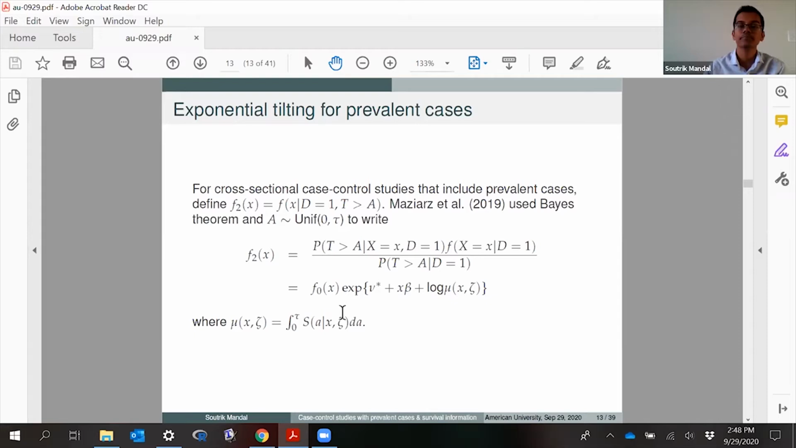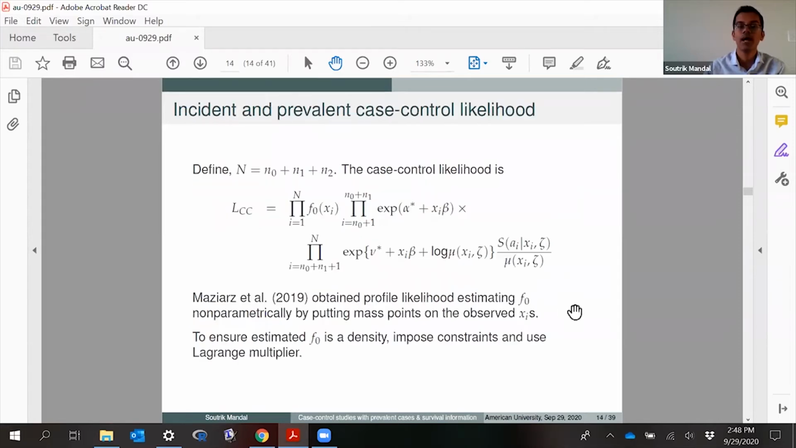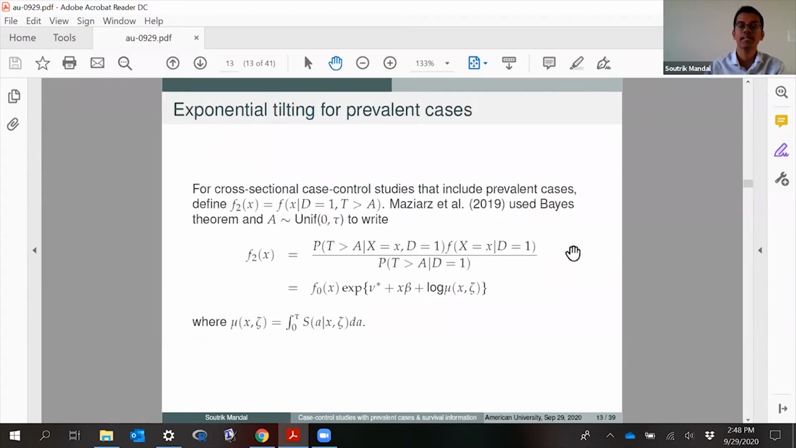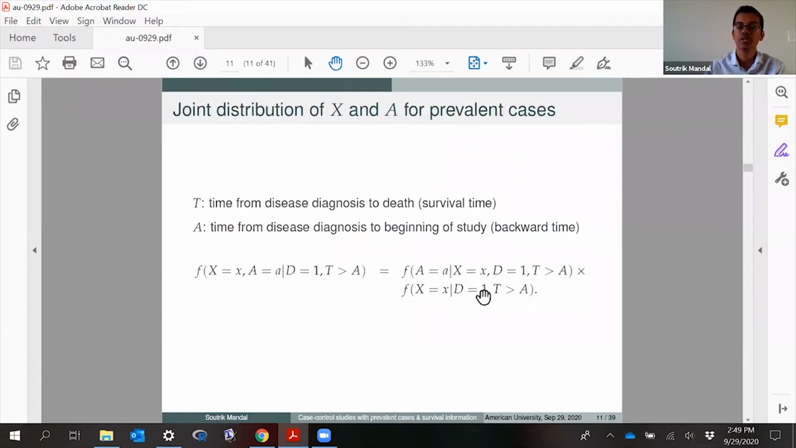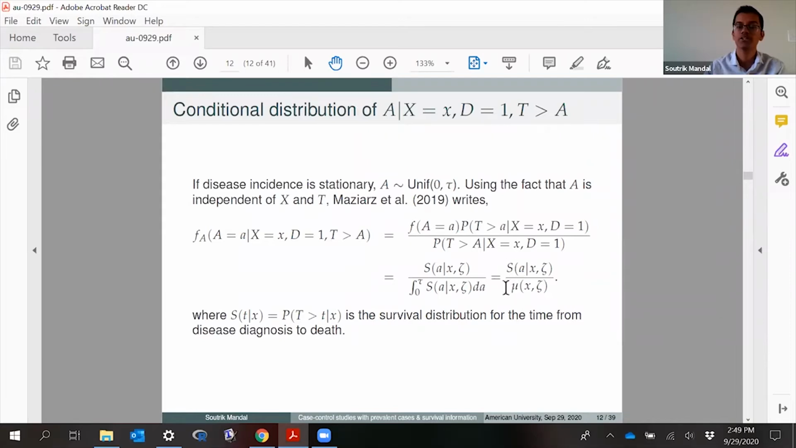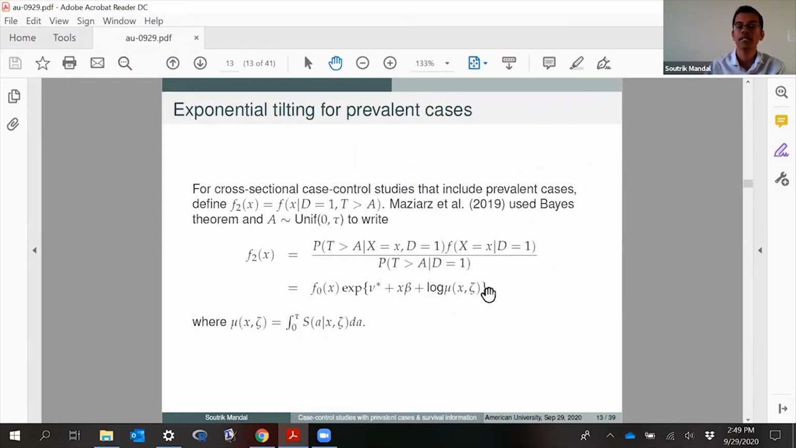So now I can write all three of these things. Let's go back a little bit. First, I showed you the exponential tilting for incident cases. Then we looked at these two terms: one was the ratio of S over mu, and the other the exponential tilting term for the prevalent cases.